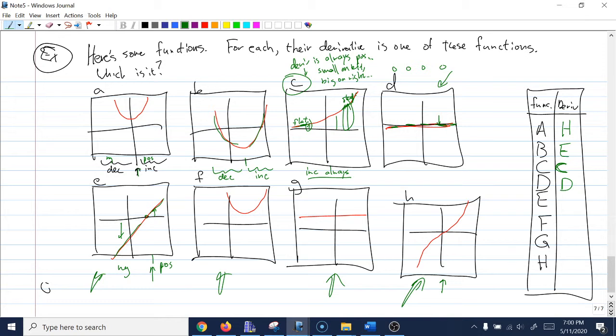Okay. What's up with E? E is always increasing. Does it get steeper or less steep? Whatever steepness it has, it is the same steepness here as it is here, as it is here, as it is here. So it's not going to be big then small, it's not going to be small then big, it's going to be whatever value it is, it's going to stay that steepness the whole way through. So the derivative should be always positive.